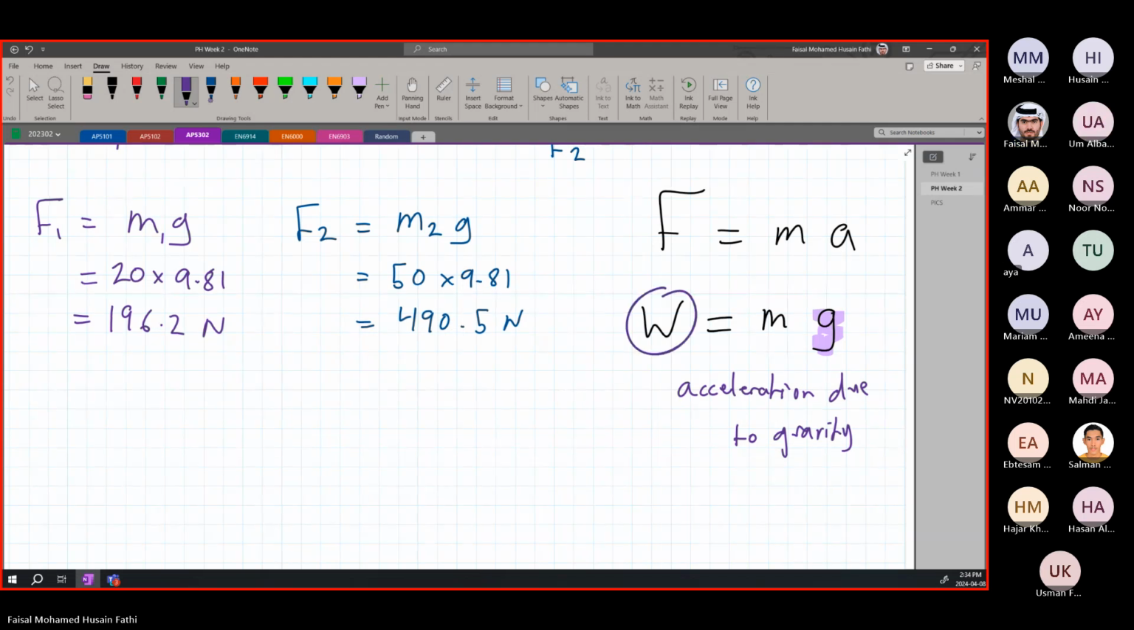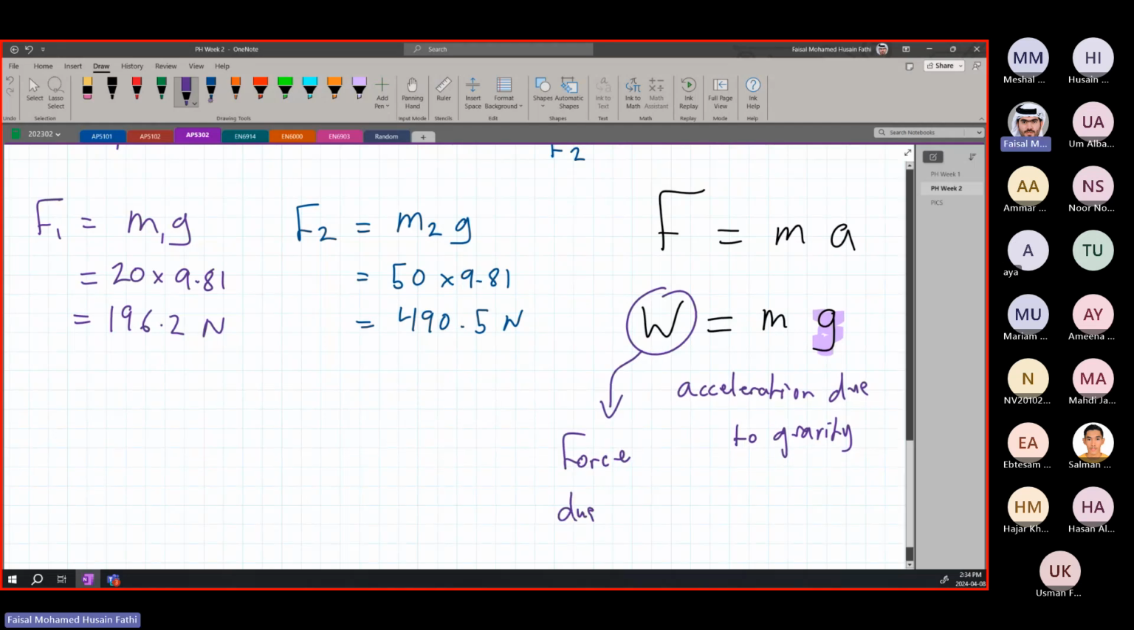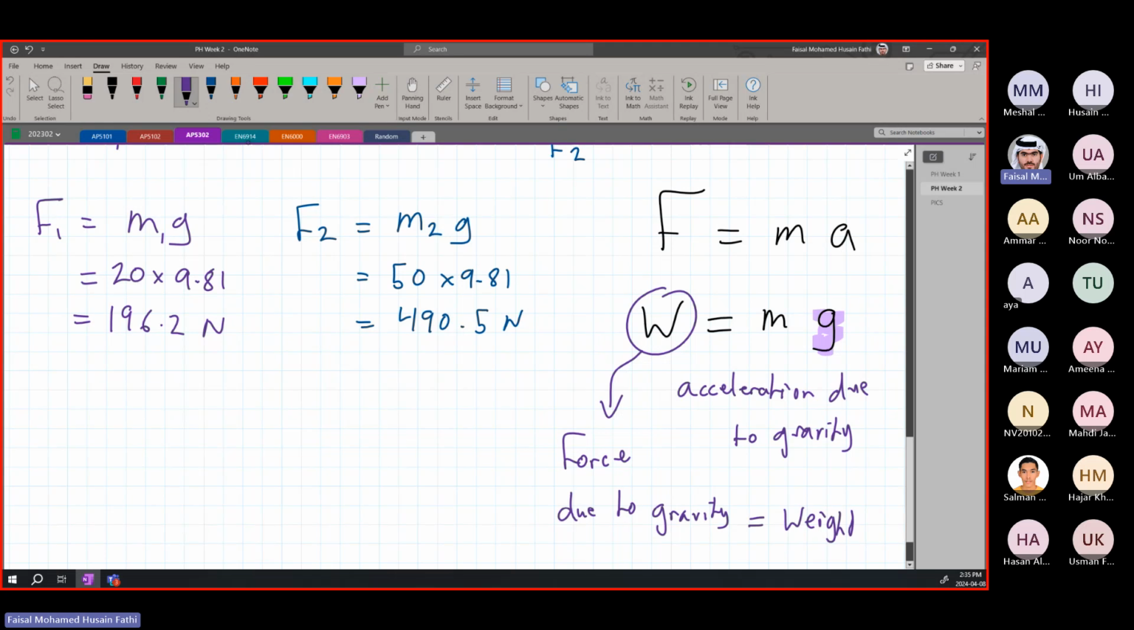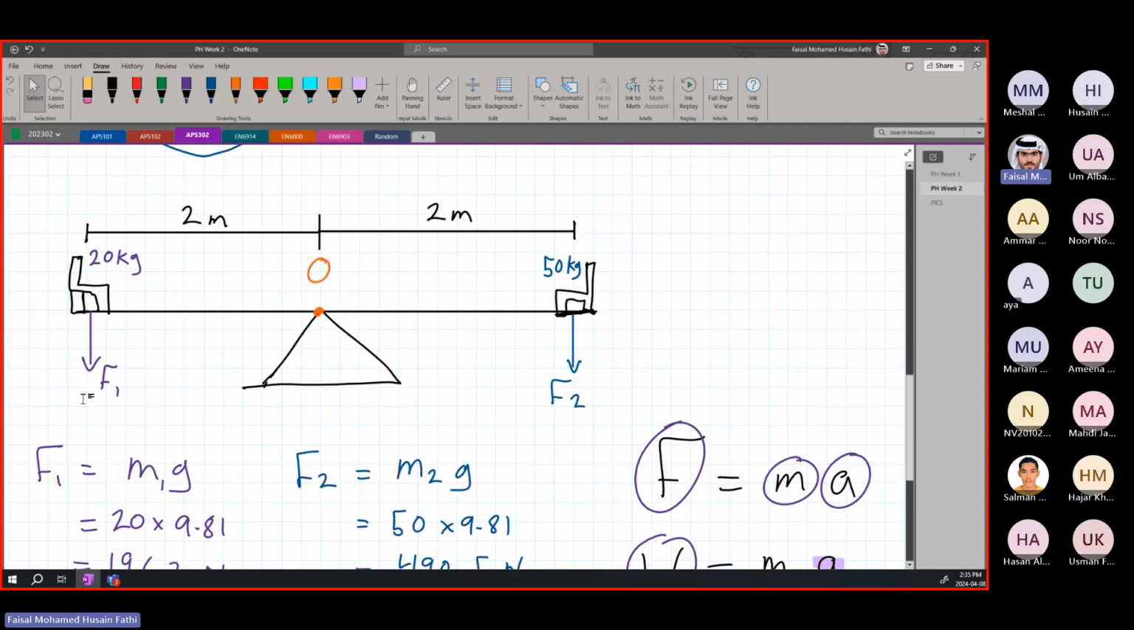And W is a force due to weight, which is due to gravity, to be more specific. It is called weight. The weight is a force due to gravity. So this is simply saying force is equal to mass times acceleration. It is the exact same equation. Here we know that the force is going to be due to gravity, because gravity is what's pulling them down. All right? We know that we have a gravity downwards.